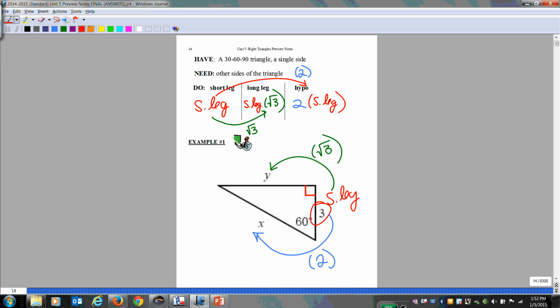So here, if our short leg is 3, 3 times 2, our hypo has to be 6. And if our short leg is 3, our long leg times root 3 is simply going to be 3 root 3. Ta-da! You're done. Let's do a couple more examples.